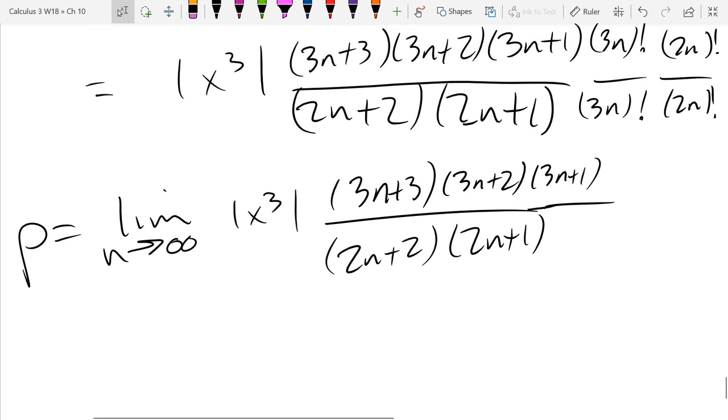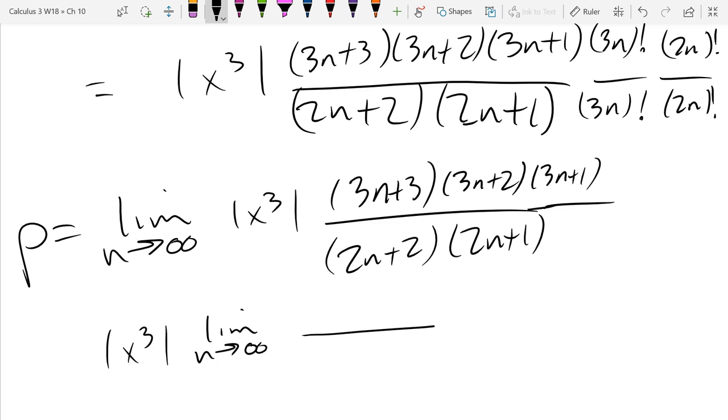All right, what can I take out of this limit? The x cubed. It's constant, so x cubed can be brought out. So what is this limit after we remove the x cubed? What rule could I use here? So I'm going to get infinity over infinity, so one option is L'Hopital. What?